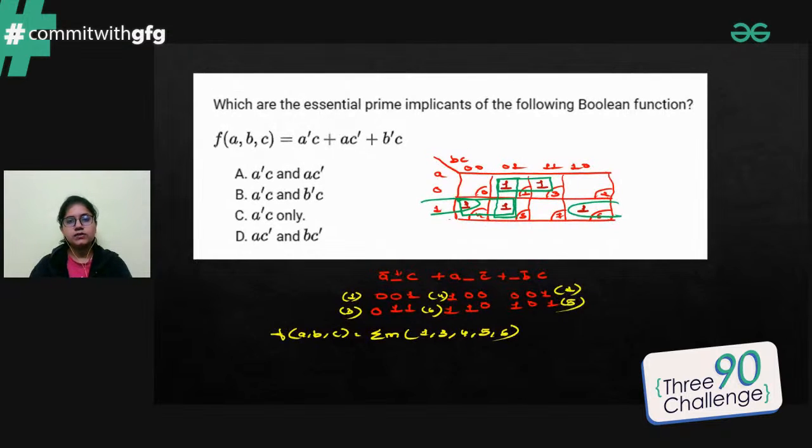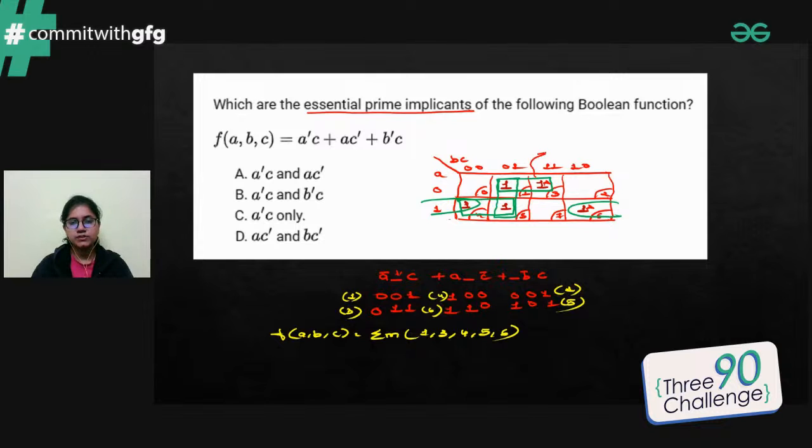Here you can see that this group has also been covered by multiple groups, so we will not consider this as an essential prime implicant. And as you can see, this one has been covered by multiple groups, but this one has not been covered by multiple groups, so we will consider it. So we have two groups which we will consider as our answer, which are the essential prime implicants.